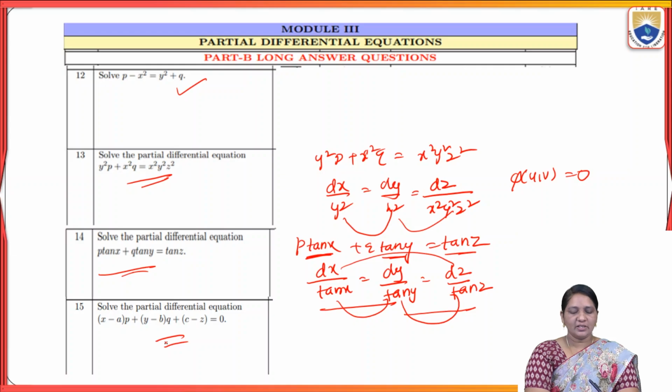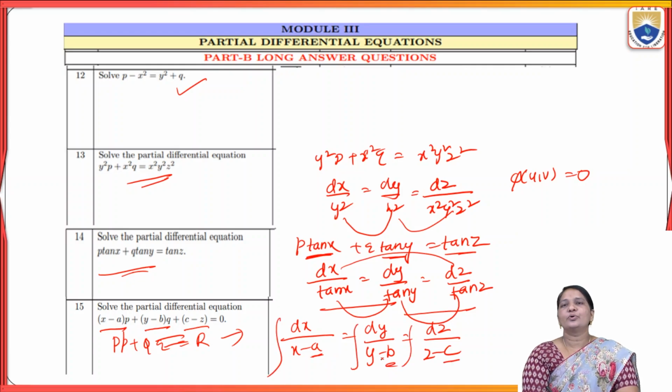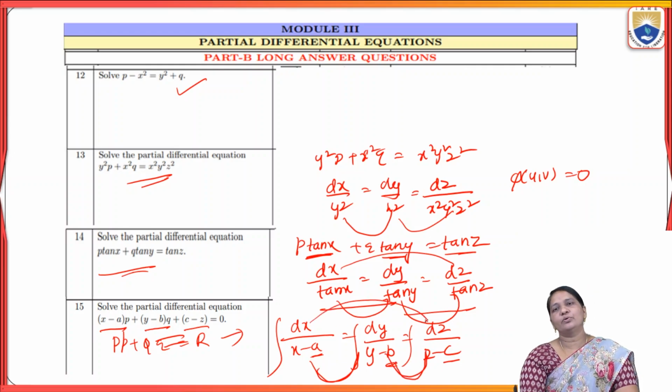See the 15th question here, x minus a into p plus y minus b into q plus c minus z into z equal to 0. So here we are going to write this as capital P into small p plus capital Q into small q equal to R form first. After that we have to write the auxiliary equation dx by x minus a equal to dy by y minus b equal to dz by z minus c. Now we have a constant, which means directly we can do the integration here to get the solution. So first take the first set of equations, 1 equal to 2 and 2 equal to 3, or 1 equal to 3, to get the solution.